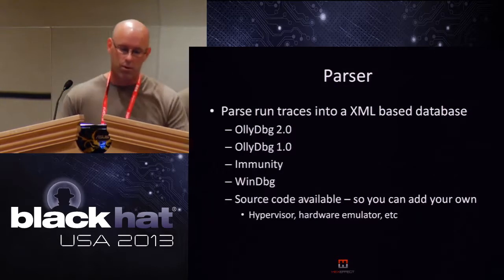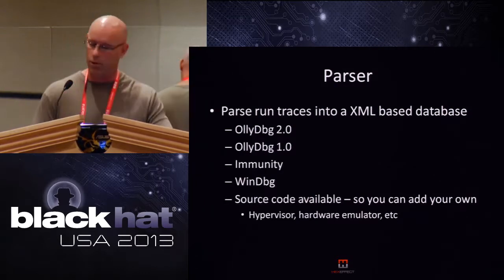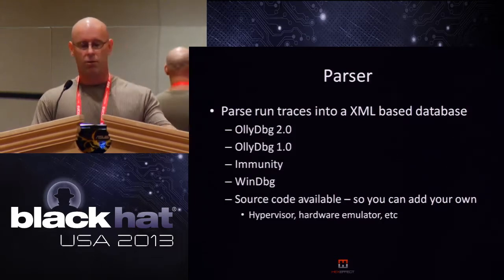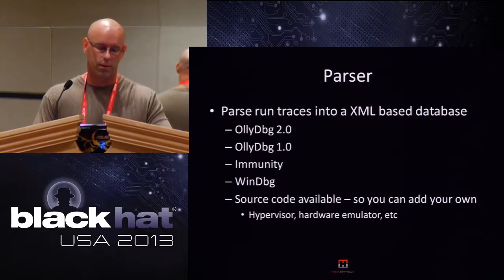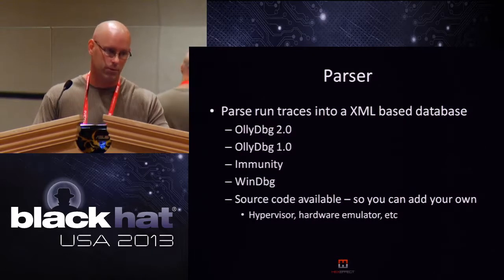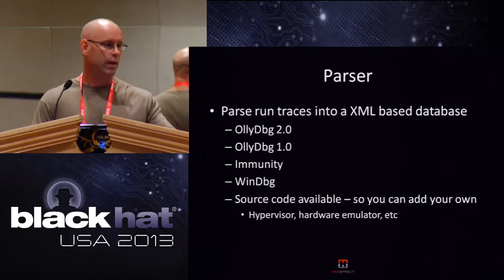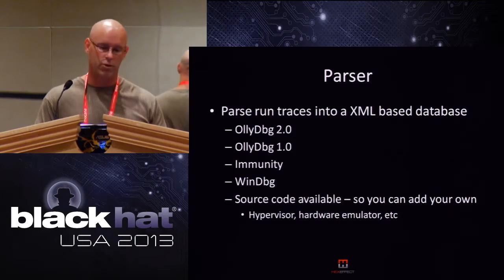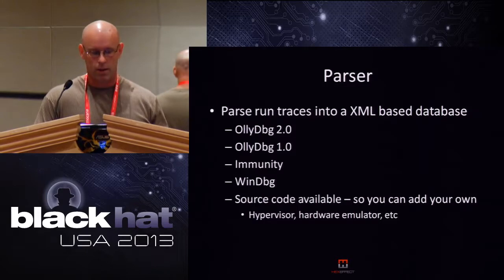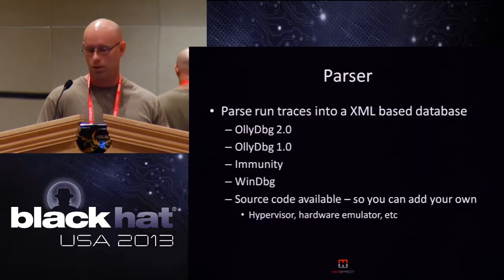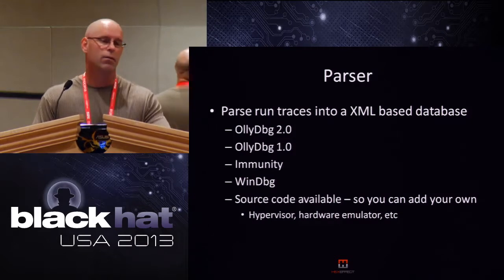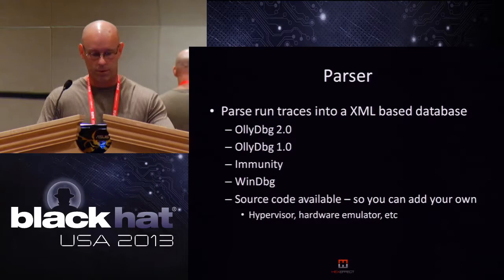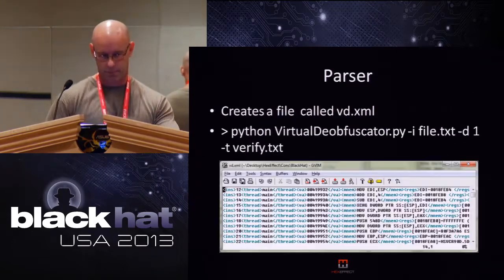Talking about the parser, I picked a couple common ones out there, OllyDbg 1 and 2, Immunity and WinDbg. When it parses it in, it creates an XML database. For Python, there's a nice little XML parser I can use and reference, pulling out instructions, or as you're looking at run traces, register effects and what the results are, those types of things. The other idea is, with the source code being available, if you have your own custom hypervisor or hardware emulator, once upon a time I had one when I was in the Air Force, they're pretty useful but pretty expensive, so you can customize it.